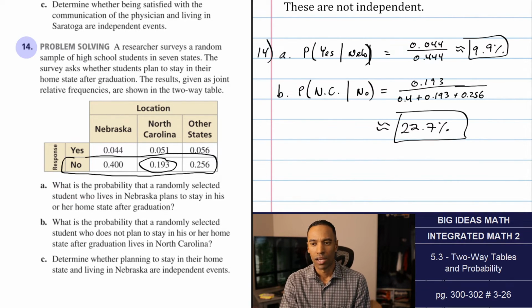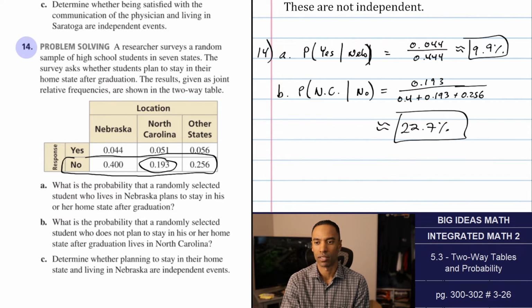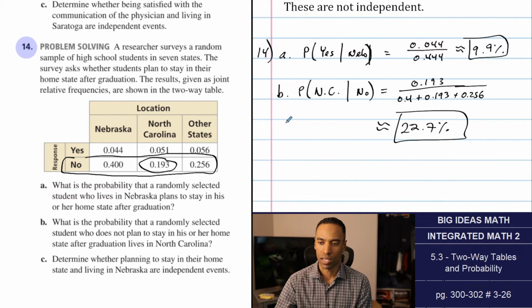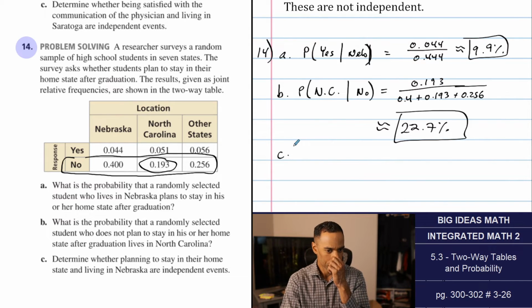And then 22.7% of the no's are from North Carolina. Of those who will not stay are from North Carolina. Part C, probably an independent question.